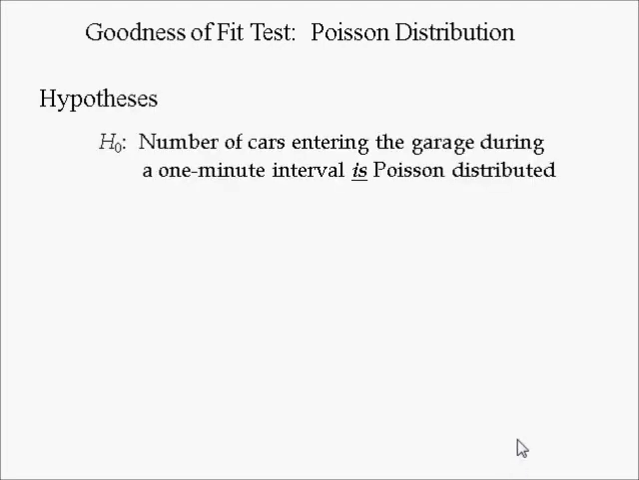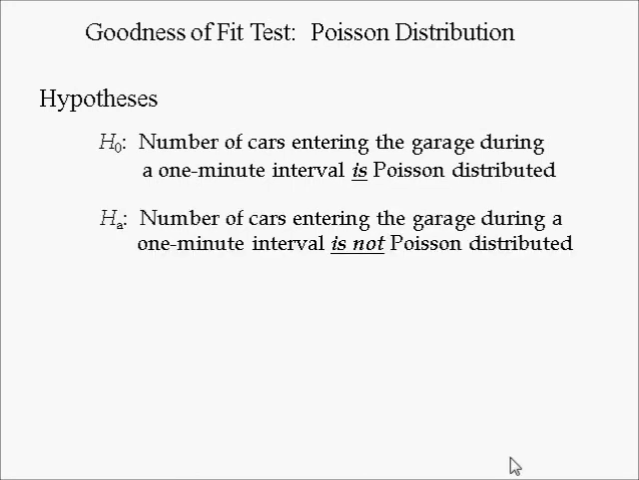The null hypothesis is the number of cars entering the garage during a 1-minute interval is Poisson distributed. The alternative hypothesis is the number of cars entering the garage during a 1-minute interval is not Poisson distributed.